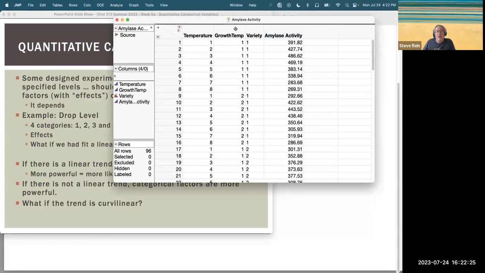There are growth temperatures of the corn. So the corn is either growing at 25 or 13 degrees centigrade. That seems on the warmer side. Okay, so that's the temperature at which the sprouts are growing. Then variety, and there's varieties 1 and 2.